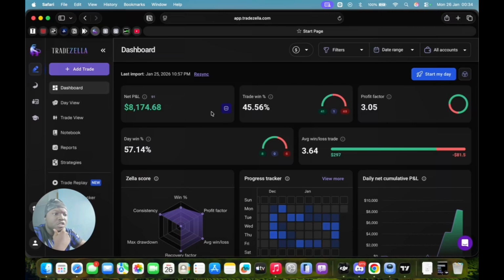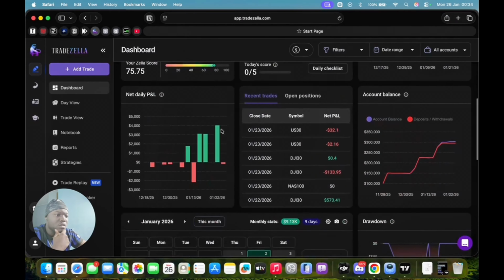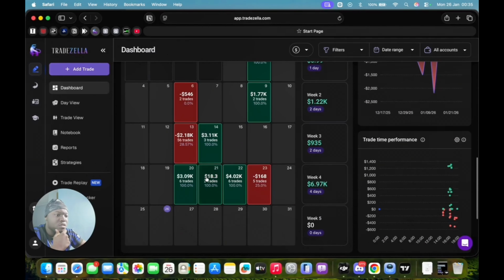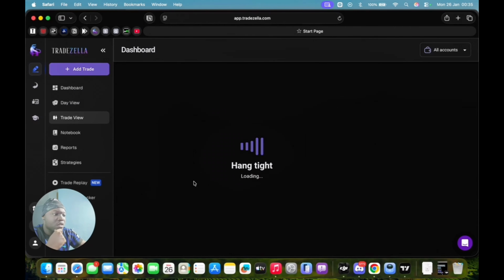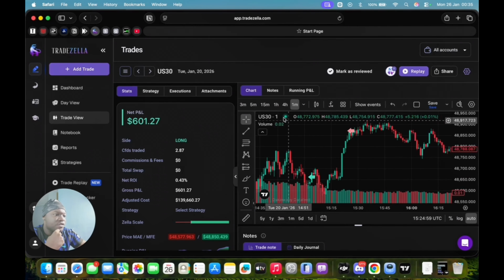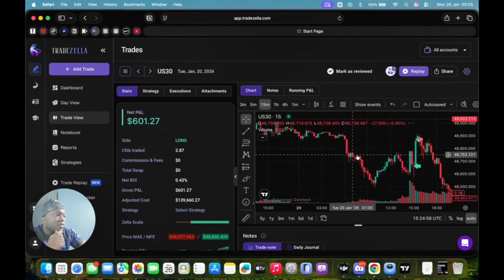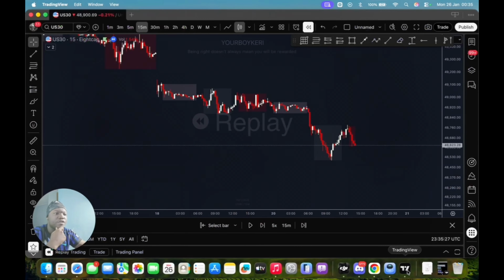So we'll come into my trade seller dashboard. You can see this is my dashboard for the previous week, because I'm actually recording the video from the new week, which is Monday. So this was the first trade I took, but on the other accounts I entered much lower. So we'll go over to TradingView.